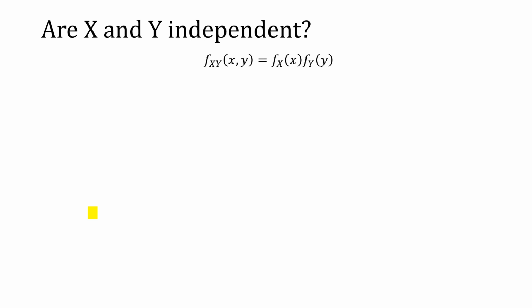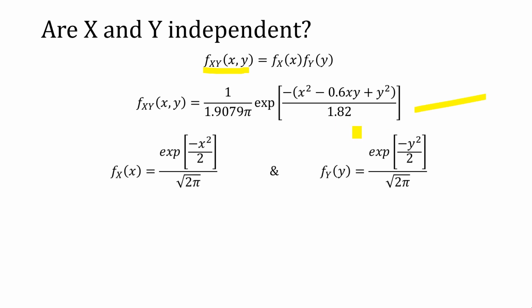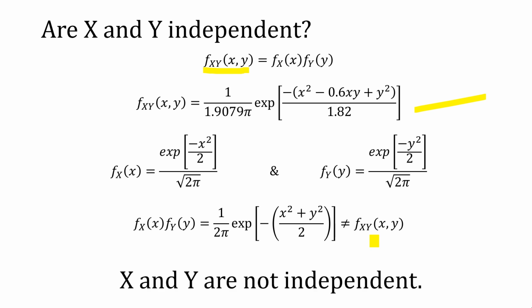Are x and y independent? To say that they are independent of each other, this condition should hold good. A bivariate PDF should be equal to the multiplication of individual PDFs. We have the bivariate PDF given, and fx of x and fy of y calculated. If these two are multiplied, the result is 1 by 2 pi exponential of this term, but it is not equal to the given bivariate PDF. So we can conclude x and y are not independent. They are dependent on each other.